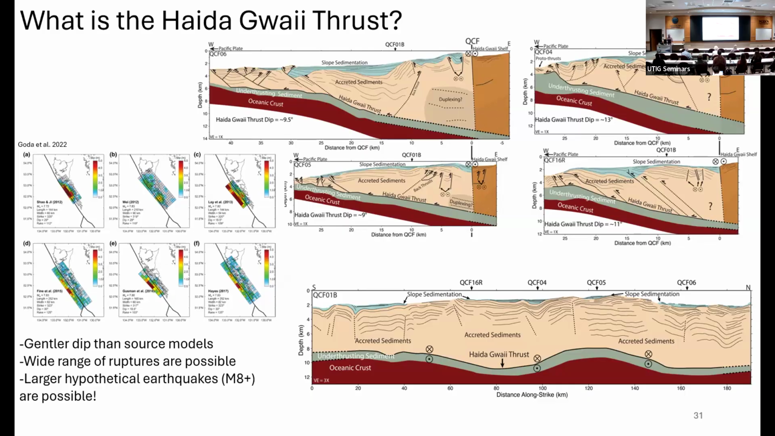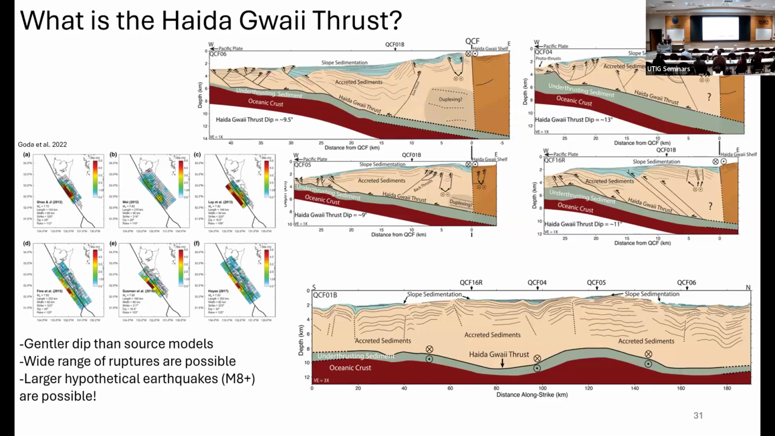What this maybe suggests is that the 2012 earthquake did in fact rupture further down dip, or, with some of the uncertainties in the source models, that it could have ruptured shallower, just with a gentler dip. And with our confirmation that the Haida Gwaii thrust is this extensive, through-going, plate-boundary-scale thrust, this verifies that larger hypothetical earthquakes, like magnitude 8 plus, are possible here.